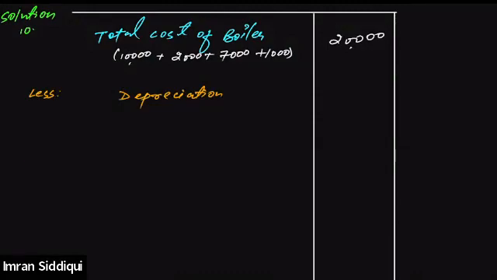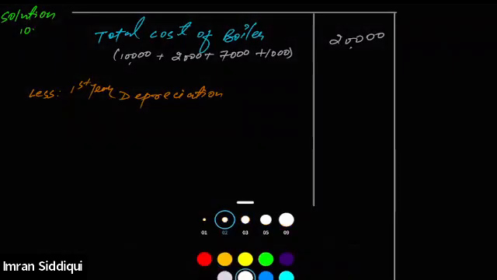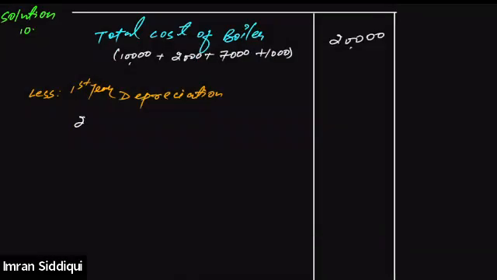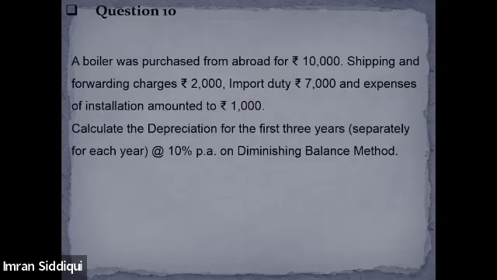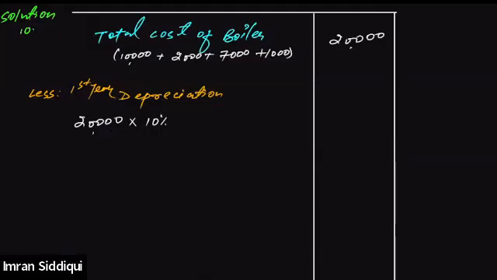The total cost of boiler is 20,000. We will be subtracting depreciation for the first year. The first year depreciation will be calculated on this value, on 20,000. We will calculate depreciation at the rate of 10% per annum. Assuming that this machine must have been purchased on the first day of the financial year, I'm assuming that this boiler must have been purchased on 1st of April for a particular year. So I'm charging the depreciation for the entire 1 year period, which will be 20,000 into 10%, will be 1,000.